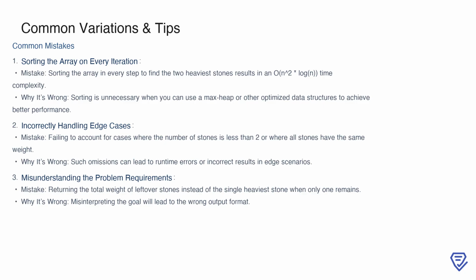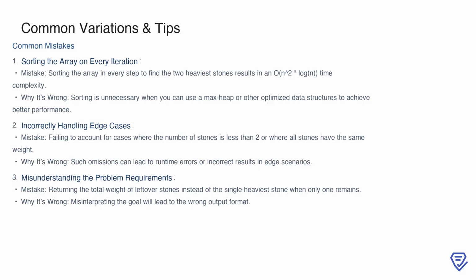When solving this problem, it's easy to fall into a few common pitfalls. One frequent mistake is sorting the array on every iteration in order to find the two heaviest stones. While this approach seems straightforward, it results in a time complexity of O(n^2 log n), which is highly inefficient for large inputs. Instead, optimized data structures like heaps can achieve much better performance. Another common issue is not properly handling edge cases, such as when there are fewer than 2 stones or when all stones have the same weight. Missing these scenarios can lead to runtime errors or incorrect results.